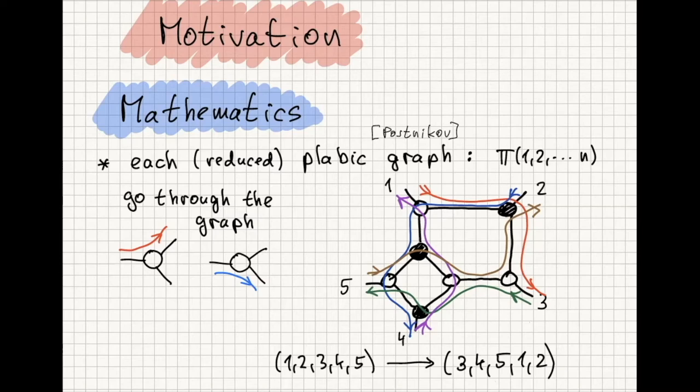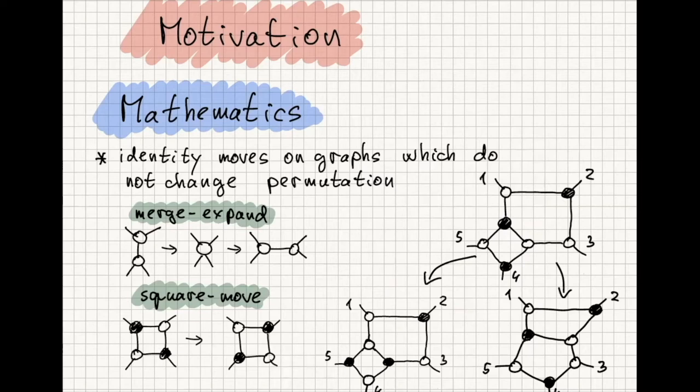Okay, and the graphs are not unique because you can change the graph and you still keep the same permutation. And there are certain identity moves which change the graph, but the permutation stays the same. And you can either merge or expand a pair of vertices of the same color, as you can see in the picture, or once you see any square in the plabic graph, you can just flip the white and black vertices, and also it doesn't change the permutation. So there are some examples of how you would change the original graph, but you don't change the permutation.